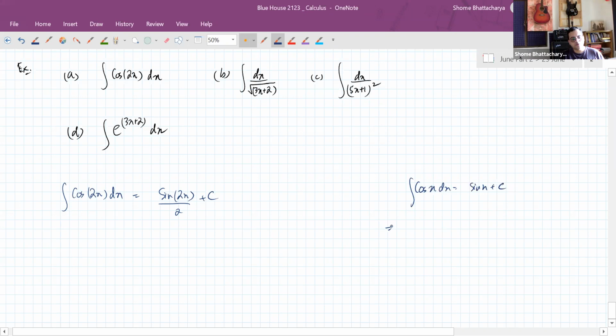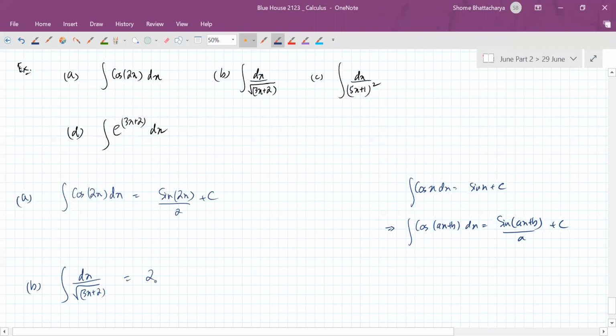So therefore, integration of cos of any linear term will become sine of that same linear term, but divided by the coefficient of x plus c. That's what we are applying over here. Similarly, the second one, dx upon square root of 3x plus 2.